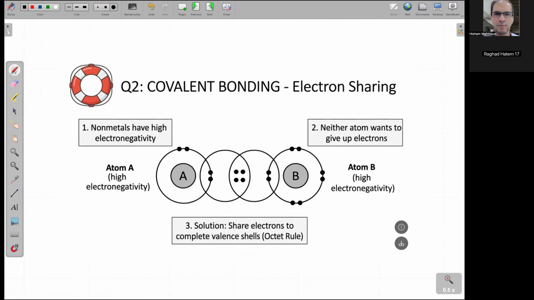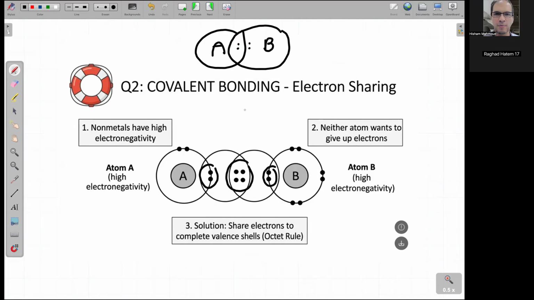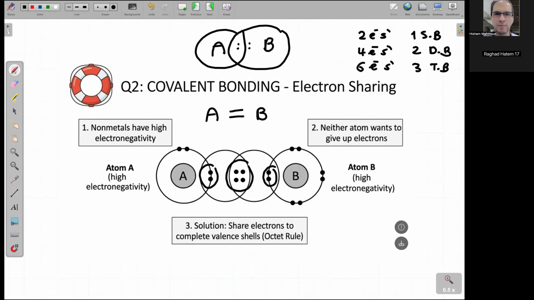So I have, for example, atom A and atom B. Atom A is sharing 2 electrons and atom B is sharing 2 electrons. So both of them are sharing 4 electrons. We know that every 2 electrons shared make a bond. So if we have four electrons shared, I have a double bond. If I have 2 electrons shared, I have one single covalent bond. If I have 4 electrons shared, I have 2, which is a double covalent bond. If I have 6 electrons shared, I have 3, or a triple covalent bond.